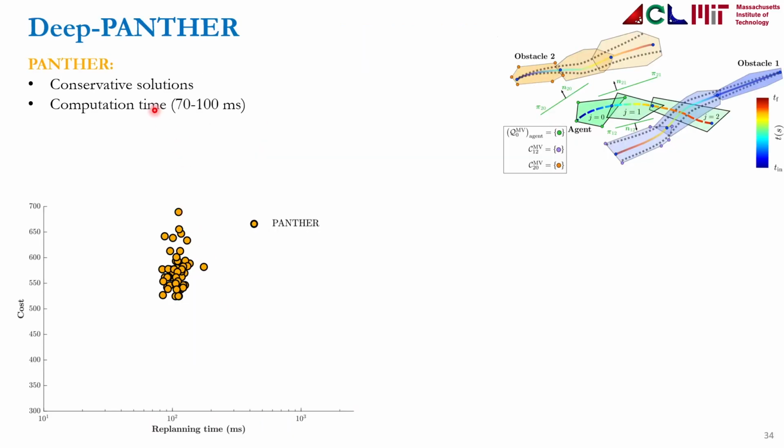So again, the main two disadvantages of Panther were that the solutions were a little bit conservative, and then the computation time was between 70 and 100 milliseconds. In other words, if we plot the results obtained by Panther in this plot where we have cost versus replanning time, Panther operates in this area over here. So let's start first by thinking about this first point over here. Is it possible to create solutions that are less conservative? And the answer is yes, and it's actually pretty easy.